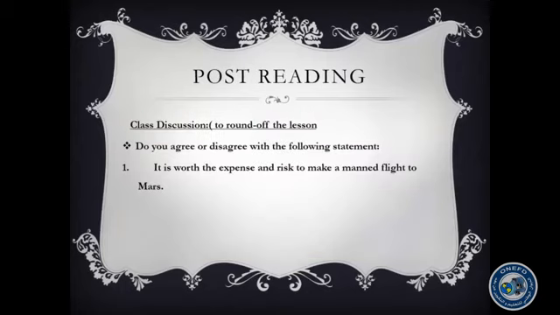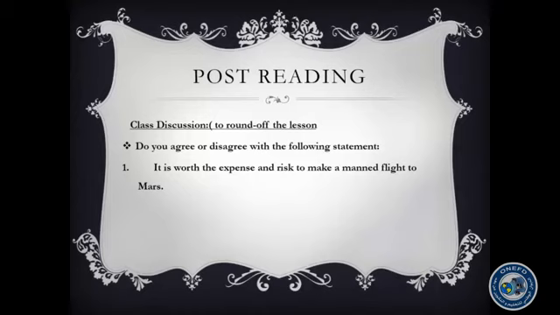So the next step is post-reading. In post-reading, you have a class discussion type of task. In this task, you are going to set yourselves into small groups. The groups may be of 2 persons, 3 persons, whoever is with you. So what you're going to do, you have a statement.